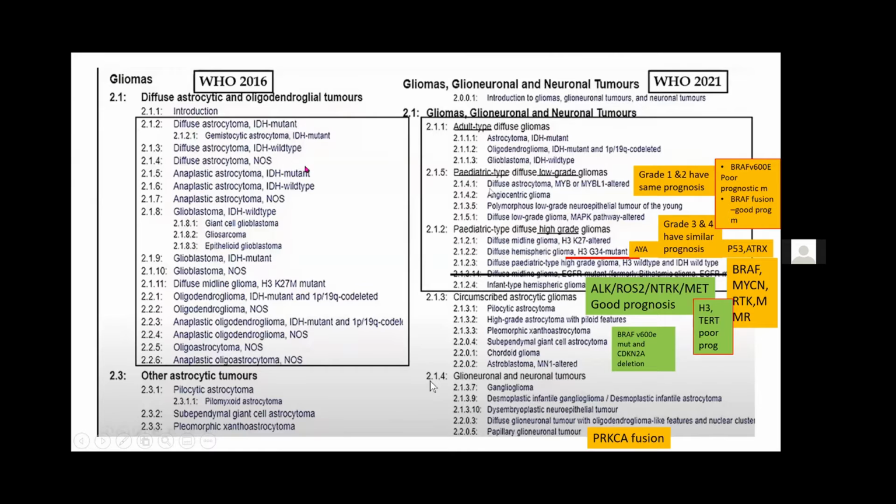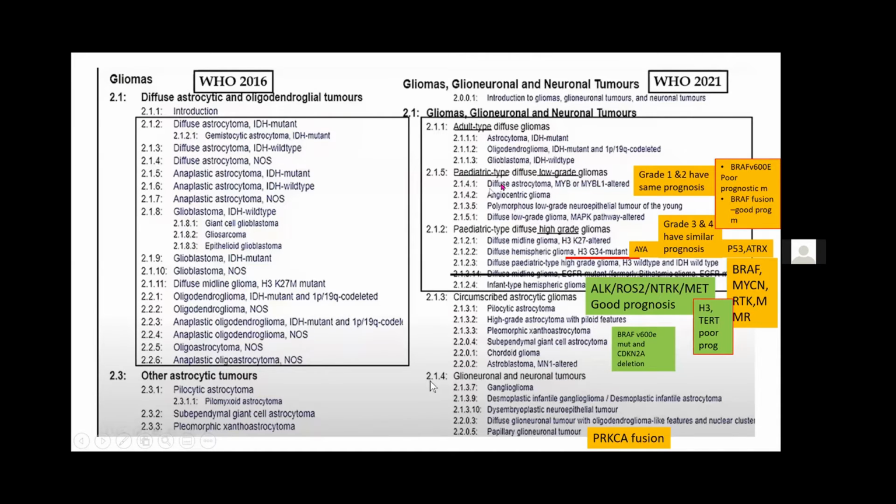Now that has been completely broken down into broad categories of the adult type of diffuse gliomas and the pediatric type of diffuse gliomas. This change has occurred because molecularly they are completely different, they are exclusive. In the adult type of diffuse gliomas, the classification has been simplified to three main groups: the astrocytomas, which are IDH mutant, oligodendrogliomas, which are IDH mutant and 1p19q co-deleted, and glioblastomas, which are IDH wild type.